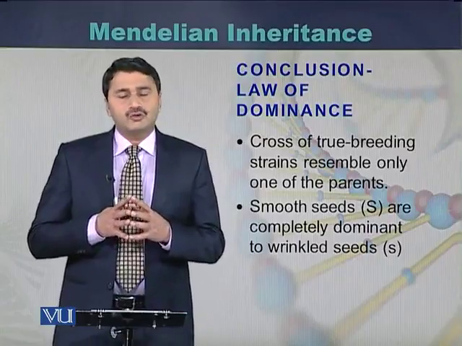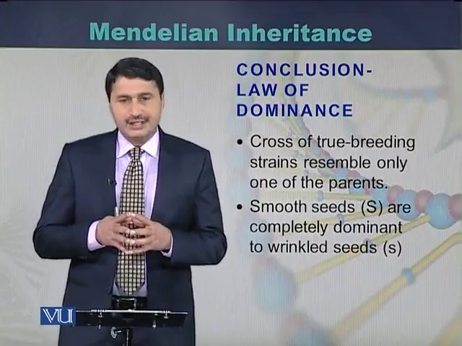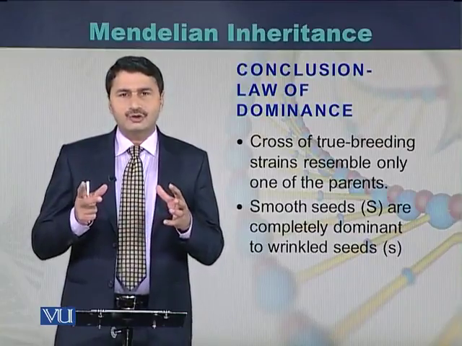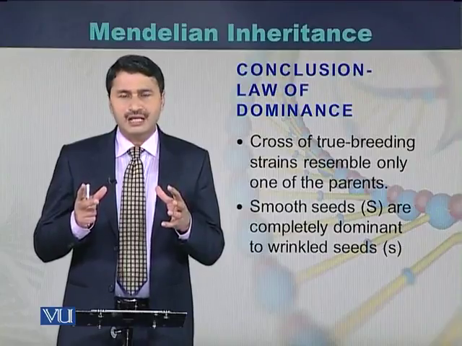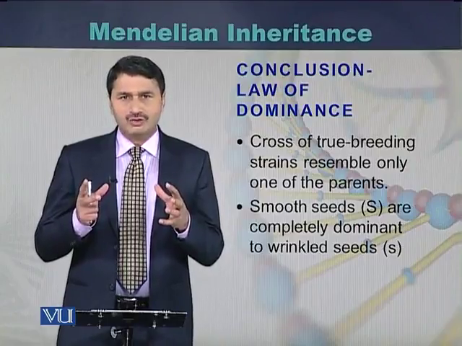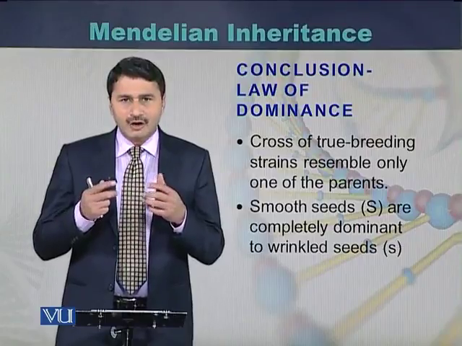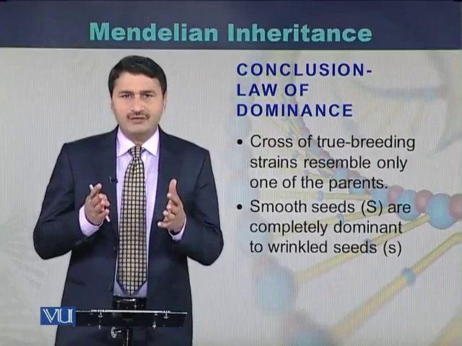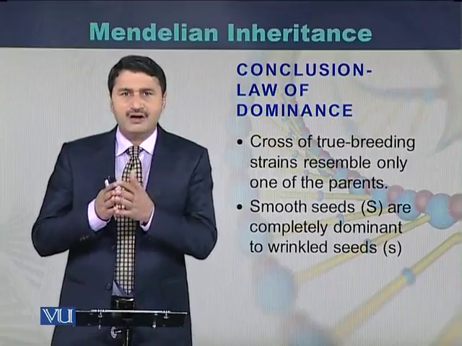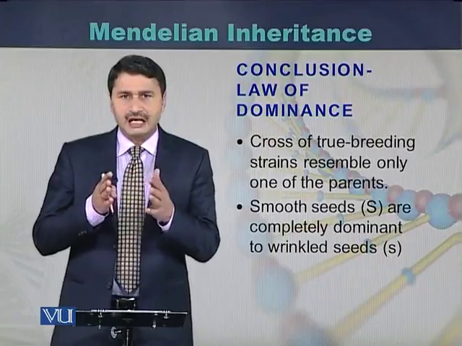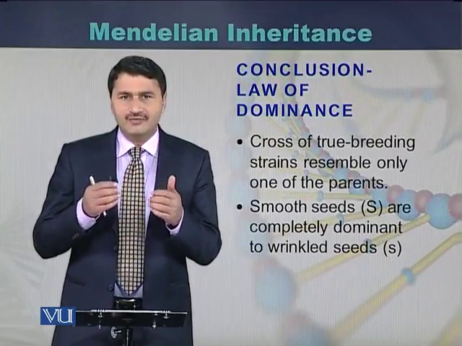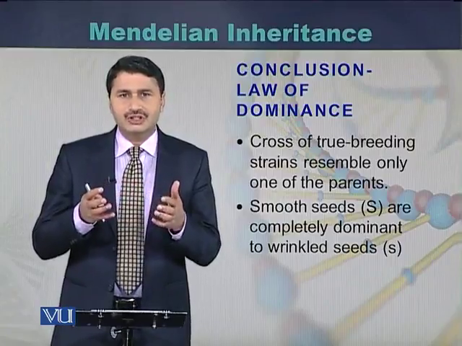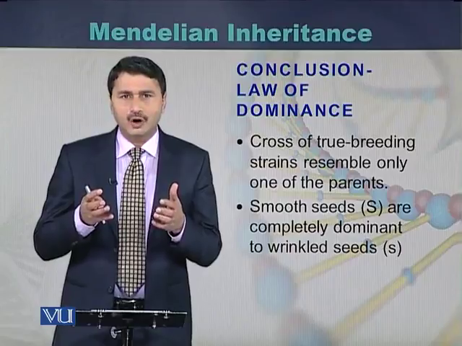What were the conclusions of the law of dominance? The law of dominance states that in a cross between two plants that are pure breeds, one of the traits will disappear. If there are two traits, one will appear and one will disappear. The trait that appears is dominant over the trait that disappears. So this is called the law of dominance.